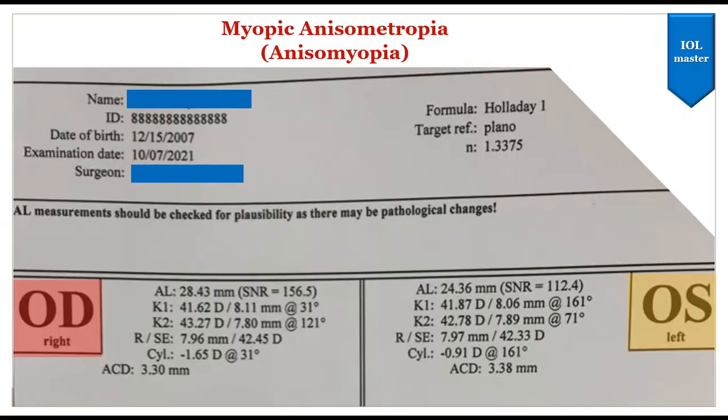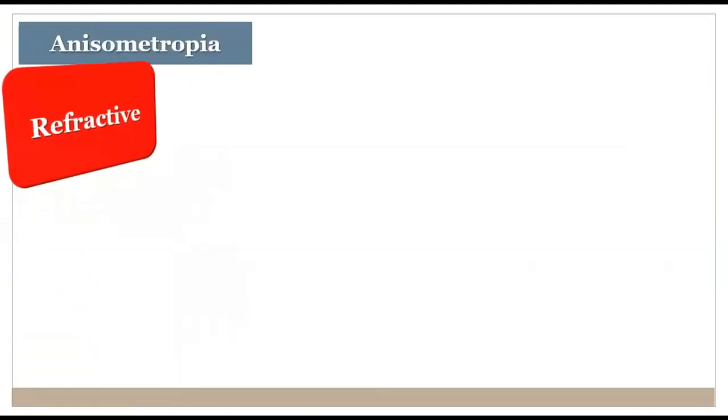And this is another case of myopic anisometropia, or we can say anisomyopia, and this is the IOL Master. And as you can see here, the axial length in the right eye is 28.43 millimeters, while in the left eye, the axial length is 24.36 millimeters. So how about refractive anisometropia?